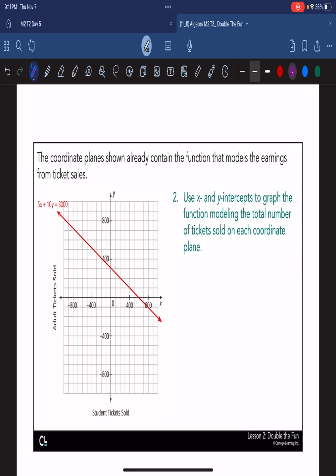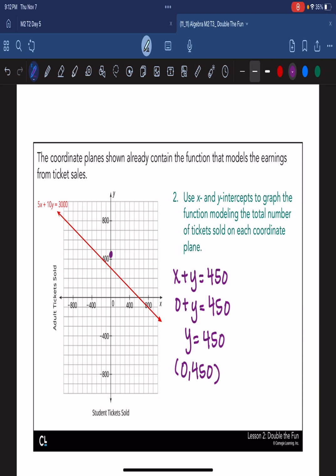On this next part, this is the graph, the line that we already created in this lesson for the first equation. What we're going to do now is graph the second equation. So they would like us to identify the x and y intercepts. So if I have x plus y equals 450, if I plug in 0 for x, this will tell me my y-intercept. So I have 0 plus y equals 450. So that really means y equals 450. So this ordered pair would be 0, 450. So that's going to be right around here.